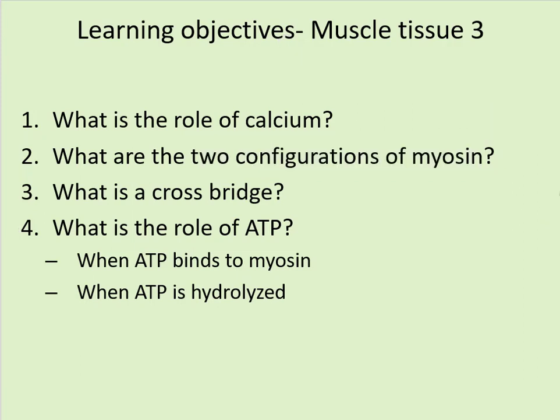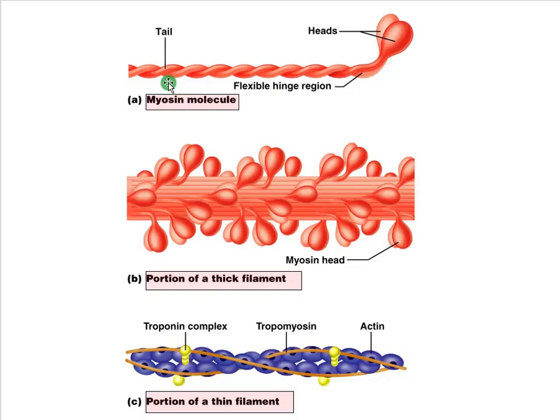So what does configuration mean? Configuration is just a fancy word to say shape or state of myosin. So you already know what myosin looks like. You have this image in mind where you've got the tail, that flexible hinge region, and the head. So what I'm going to say is that this myosin molecule can exist in one of two states, one of two configurations. And we're going to describe those as a high energy configuration and a low energy configuration.